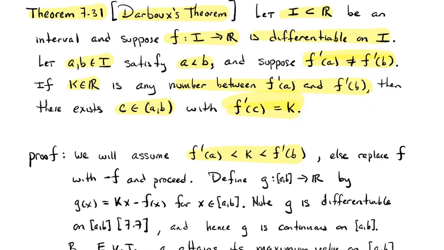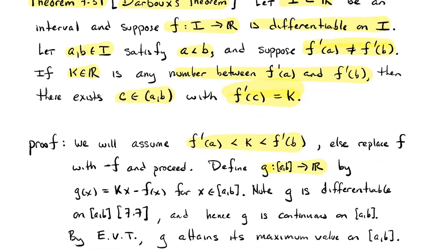Okay, so then I'm going to define a function on the interval from a to b, which is a subset of I. I'm going to define a function g on the interval from a to b by saying that g(x) is k times x minus f(x). What's k? k is that number between my two derivative values. And I do that for every x in the interval from a to b. Okay, so what kind of properties does g have? Well, it's a polynomial minus f. f is differentiable, so g is differentiable. g is differentiable on the interval from a to b by differentiation properties, Theorem 7.7.